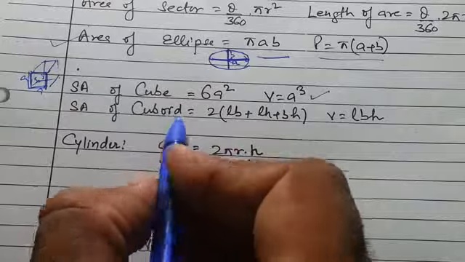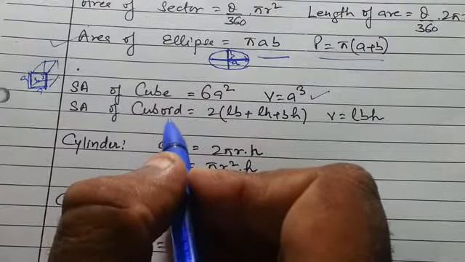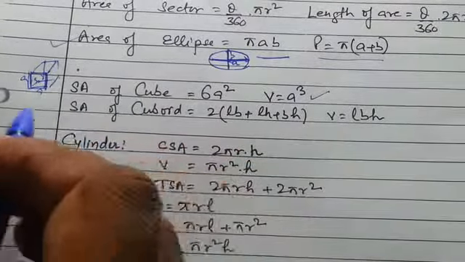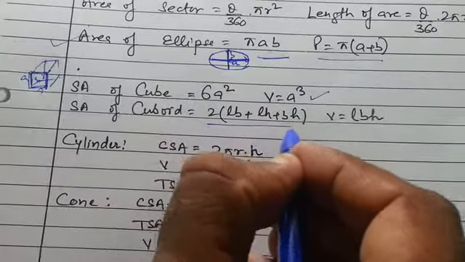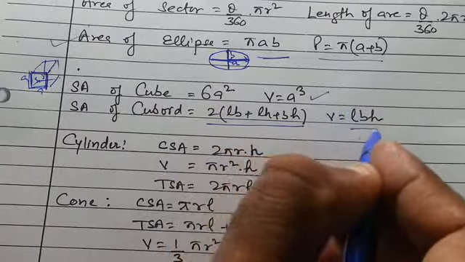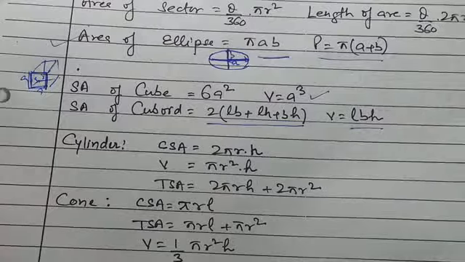Now surface area of a cuboid. Cuboid means where length can be different, breadth can be different, height can be different. So we'll be having surface area as twice (LB plus LH plus BH), and volume is equal to L into B into H. Correct.